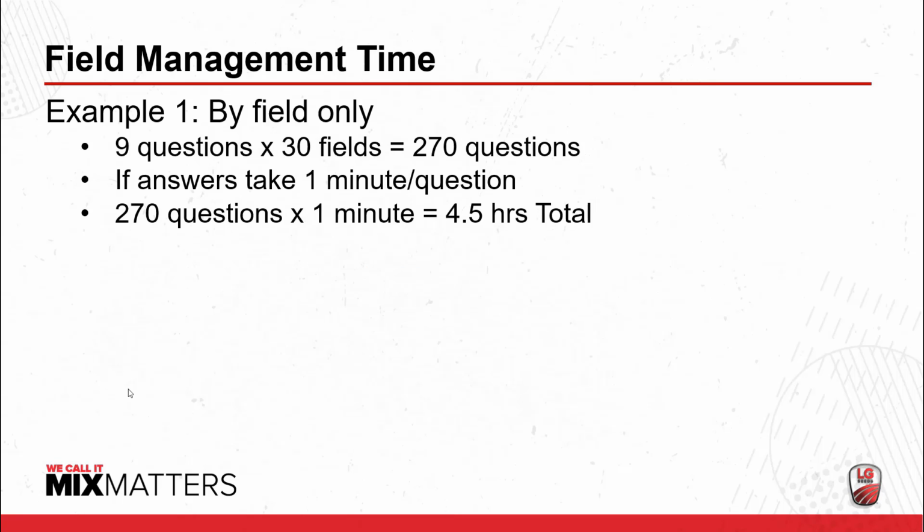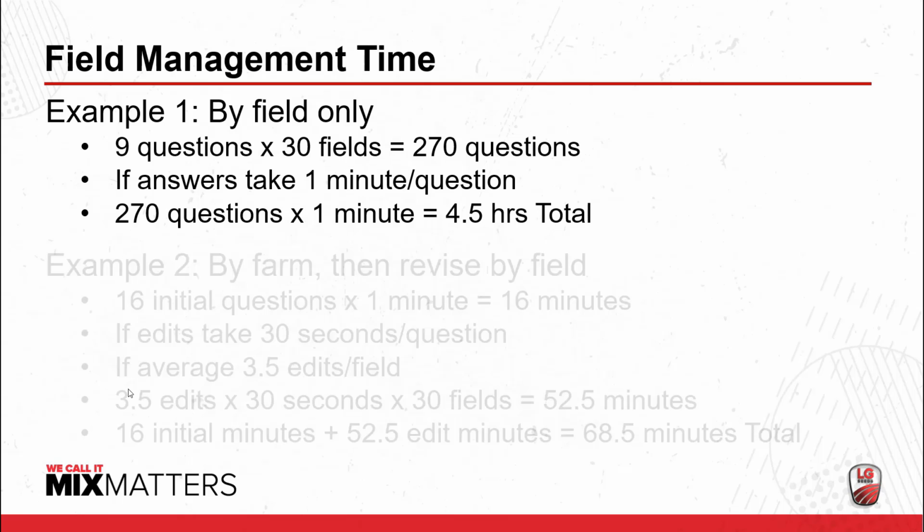How much time does this really take? Well, what if we looked at this as answering each question for each field every time? So 9 questions on 30 fields would be 270 questions. If we say it takes roughly a minute to be thoughtful about that, and it probably doesn't in a lot of situations, but to be safe, we'll use a minute. That's 4.5 hours to answer these questions if we did it on a field-by-field basis every time.